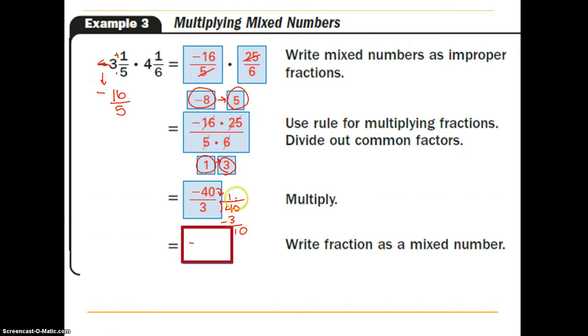Subtract. Bring down the 0. 3 goes into 10 3 times. You have negative 13 and 1/3. The 13 is your whole number. The 1 is your numerator, which you think of, as in elementary school, as your remainder, and the denominator stays the same.